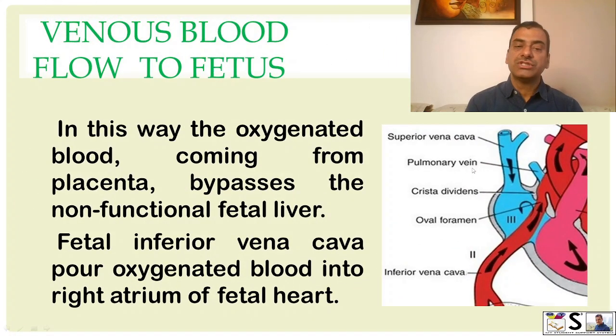In this way, oxygenated blood coming from the placenta bypasses the non-functional fetal liver, and then the fetal inferior vena cava pours oxygenated blood into the right atrium of the fetal heart. While in the adult, the inferior vena cava and superior vena cava contain unoxygenated blood, in the fetus they contain oxygenated blood. So this oxygenated blood comes into the right atrium.